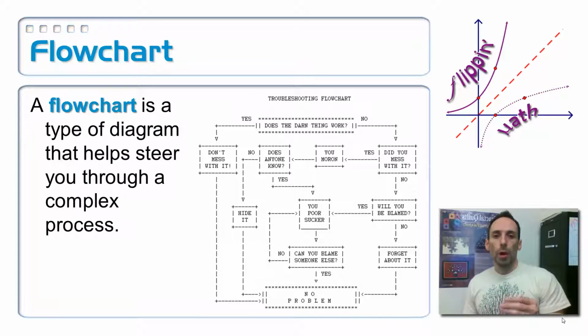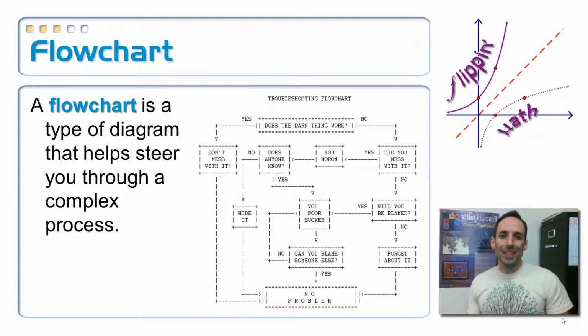A flowchart is just a diagram that helps you through a complicated process. It steers you through. You make choices along the way, and it helps you solve a problem. So you may remember doing some flowcharts in geometry last year when you were doing flowchart proofs. Don't worry, we're not proving anything here.